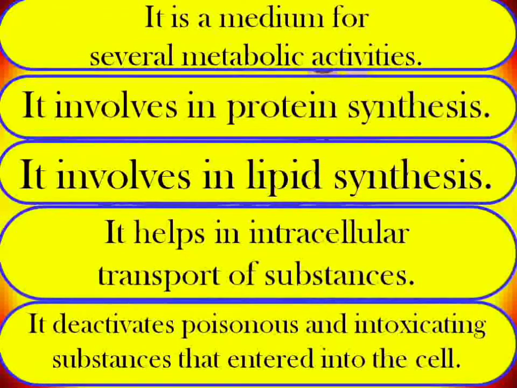The most important thing is we should not drink poisonous or intoxicating substances. If we drink, our endoplasmic reticulum can't neutralize or deactivate them. It can neutralize very little amounts of poisonous or intoxicating substances produced during metabolic activities or because of microbes, but not the large amounts consumed by us. So for our better health we should not consume poisonous or intoxicating substances.